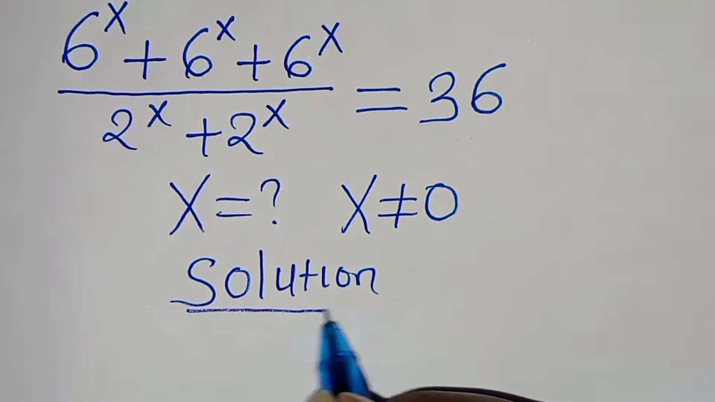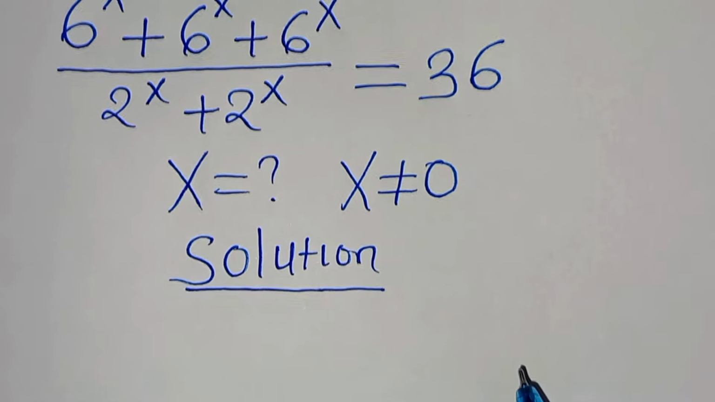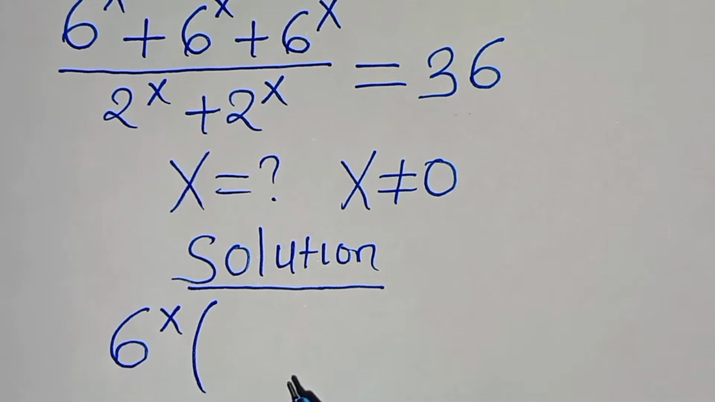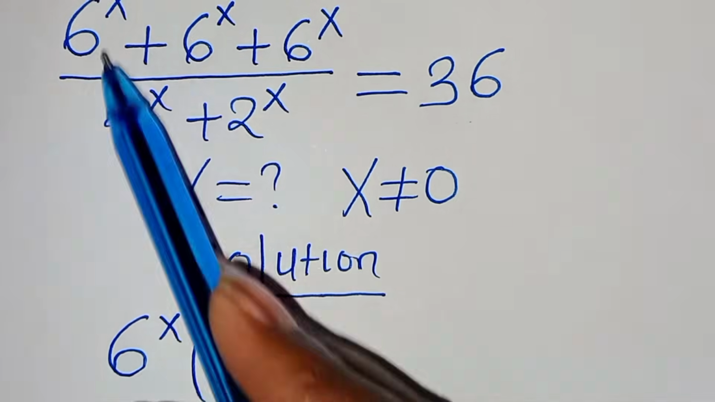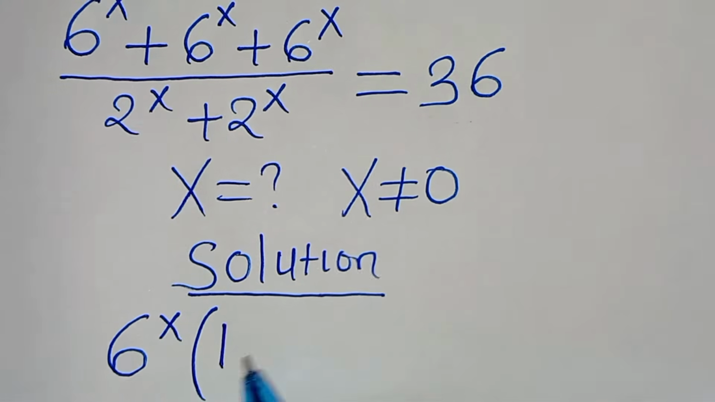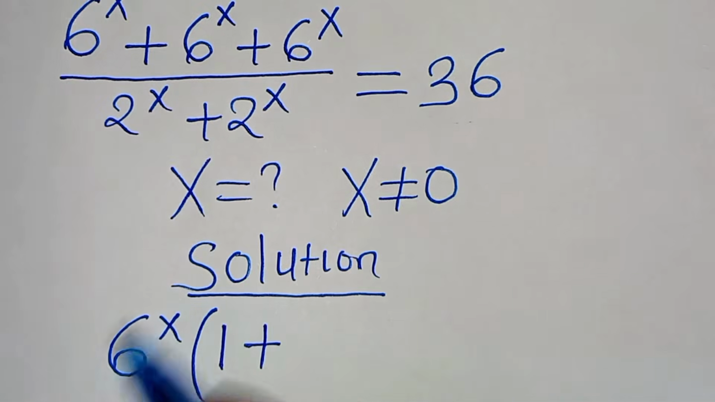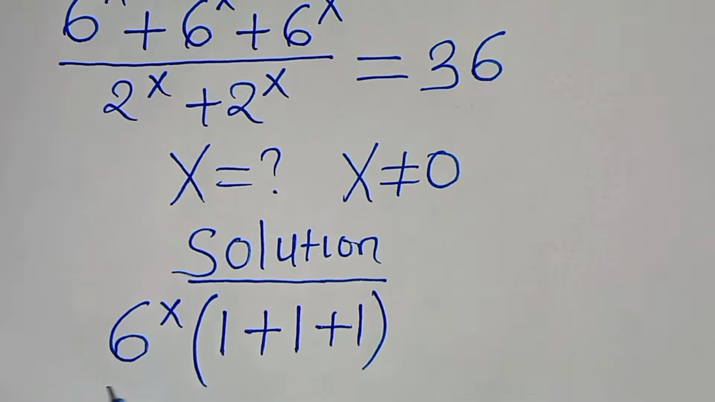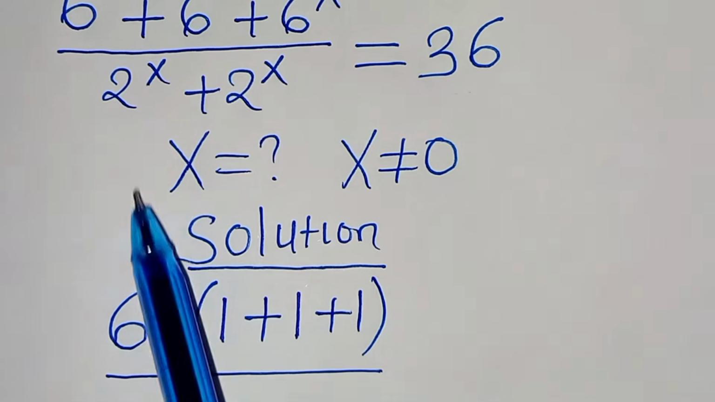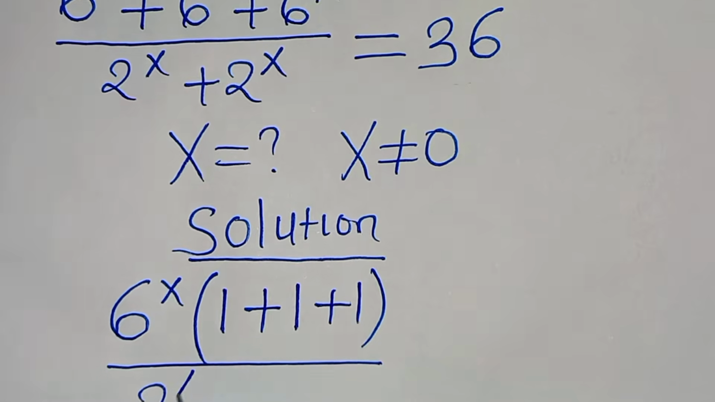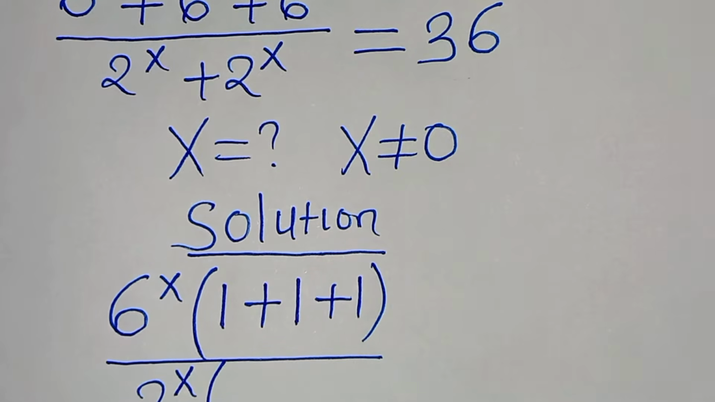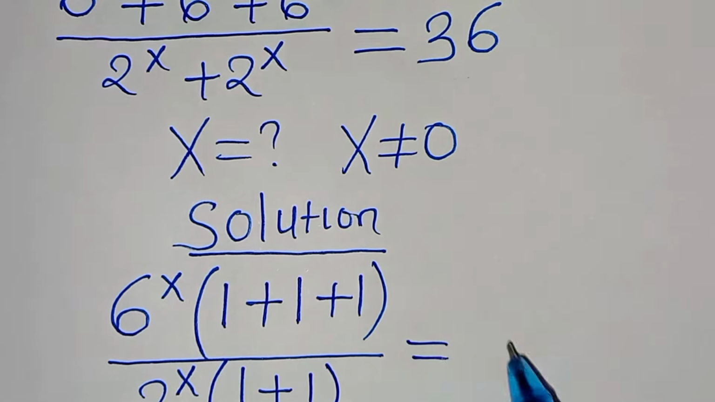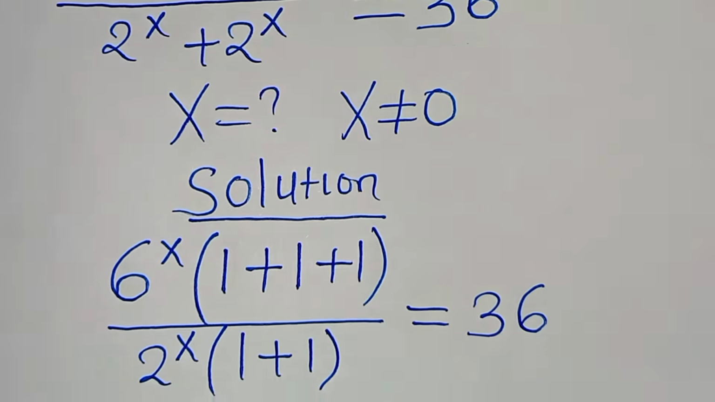Now, in the numerator, we have that 6 to the power of x is common here. So we can factor out 6 to the power of x, so that now in the parentheses, we have 6 to the power of x divided by 6 to the power of x, this is 1. Then plus 6 to the power of x again divided by 6 to the power of x, this is 1. Then plus 1, close the parentheses, divided by, now in the denominator here, 2 to the power of x is common, so we can factor out 2 to the power of x, so that here we have 1 plus 1, close the parentheses, this is equal to 36.